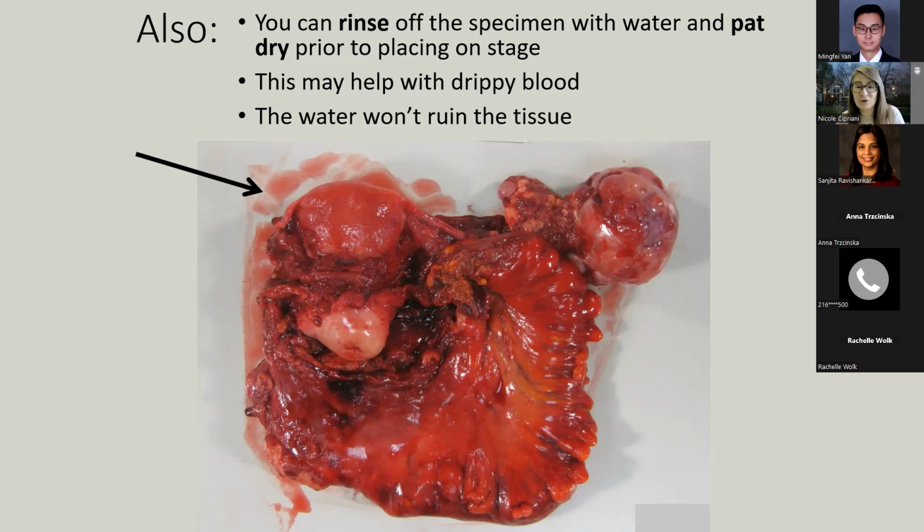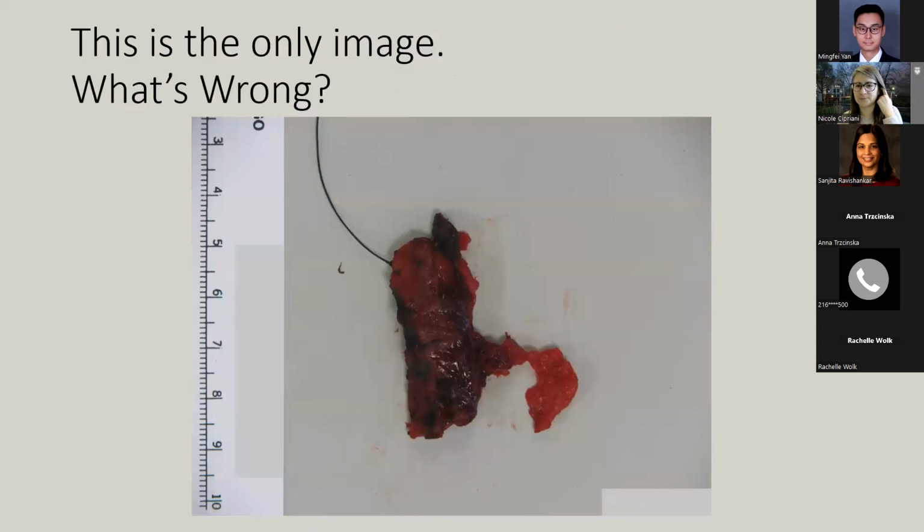What then happens, though, is that sometimes you get this drippy, watery blood in the background. And so that requires a little bit of extra cleaning or patting off. But I will say, if it's a bloody surgery and there's a lot of blood, just wipe it off or rinse it off so you can actually see what's underneath it. You don't want to obscure the tissue.